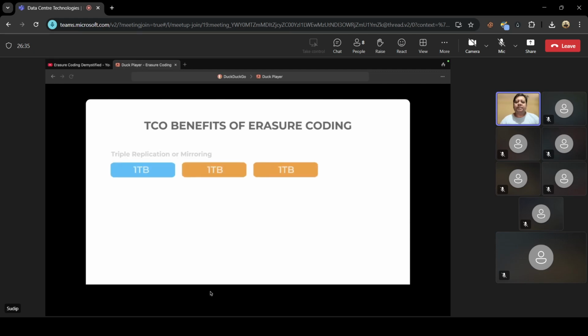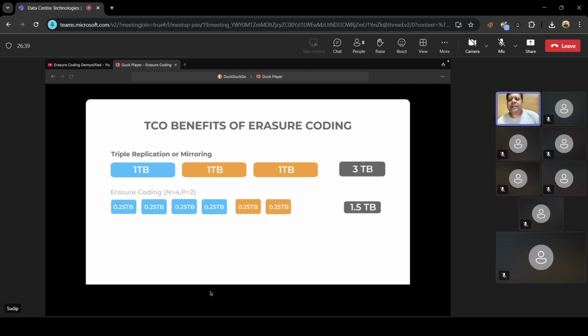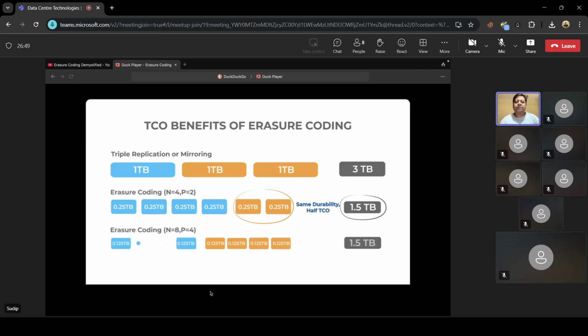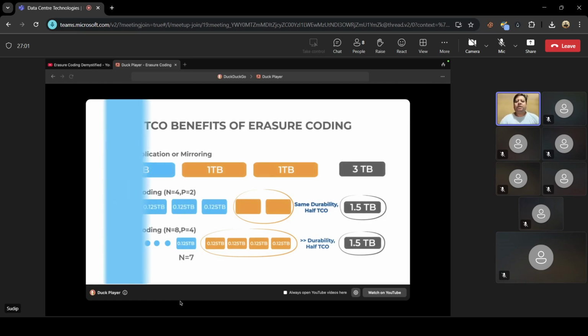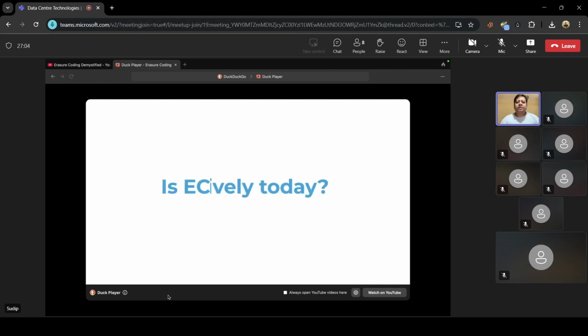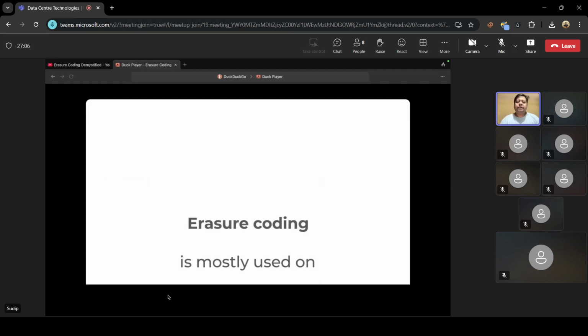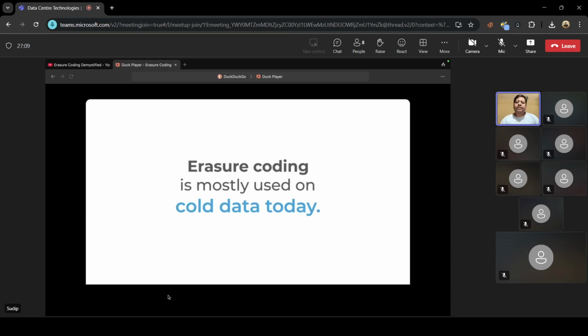So these are some of the benefits of erasure coding. You can stripe your data across multiple disks at no additional cost. Same durability, but at half the cost. And even if you increase your erasure coding schema for better durability, you are not going to increase your cost.